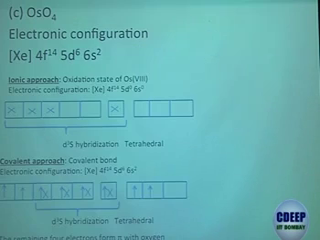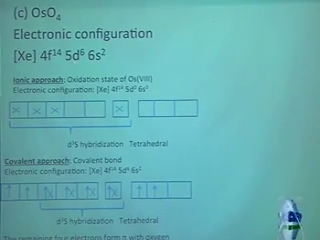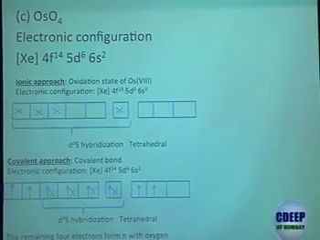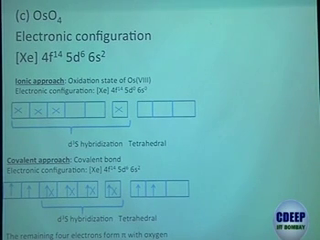Over here, the OsO4 electronic configuration is going to be 4f14, 5d6, 6s2. This is a little bit difficult to do by VBT. Anyway, if you do it by the ionic approach, osmium 8 plus, it is going to be 4f14, and the hybridization is going to be d3s and it is going to be tetrahedral. We do not call it d4 or anything, it is d3s, three of d and one of s, and that is going to be tetrahedral.